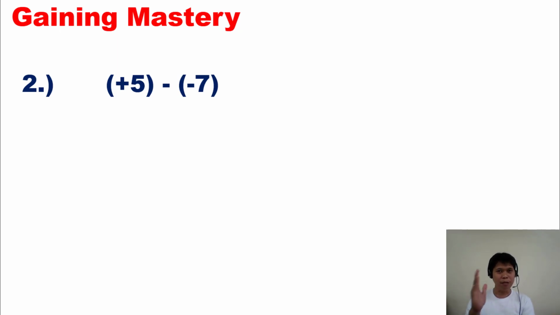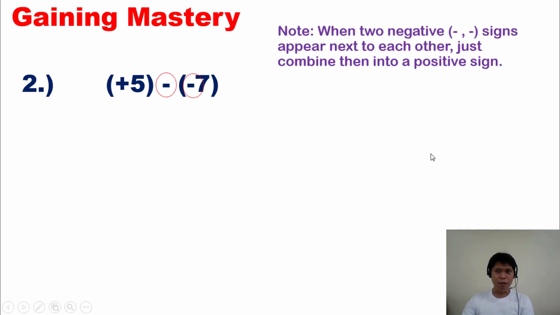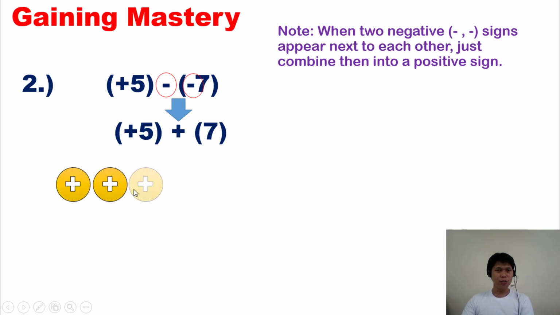Okay, so positive and positive is positive. Negative and negative is positive because they are the same. But the combination of negative and positive is negative. So this becomes negative and negative becomes positive. So, okay, when 2 negative signs appear next to each other, just combine them into a positive sign. So the new equation will be positive 5 plus positive 7, or no need to write this positive. Okay, so 5: 1, 2, 3, 4, 5. Obviously, 5 plus 7 is equal to 12.